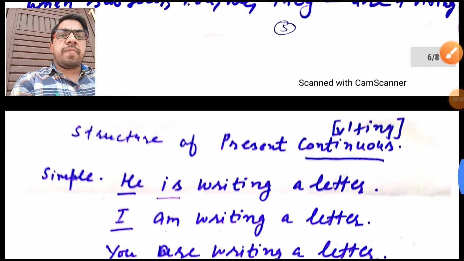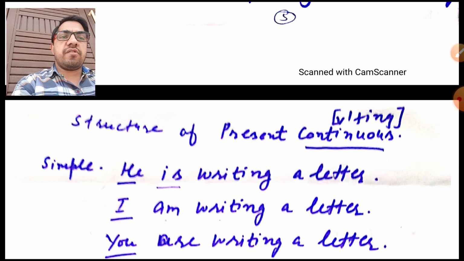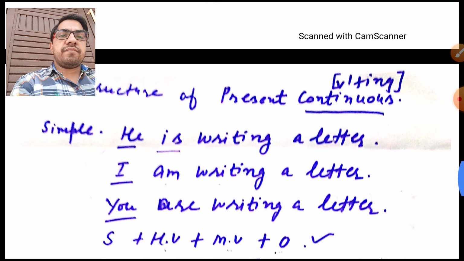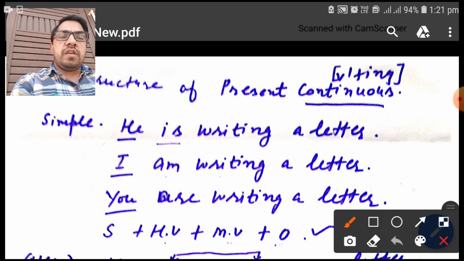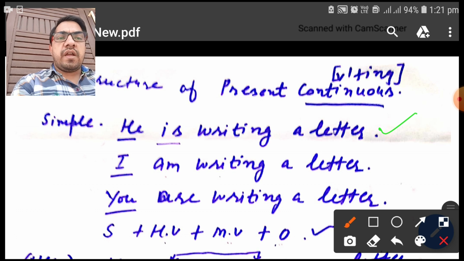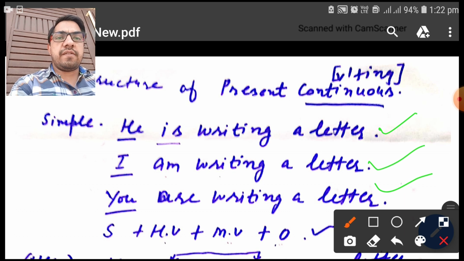Now I am going to tell you about the structure of present continuous. The structure of present continuous is: he is writing a letter. This is an example. I am writing a letter. This is an example of present continuous. You are writing a letter. This is another example of present continuous tense.